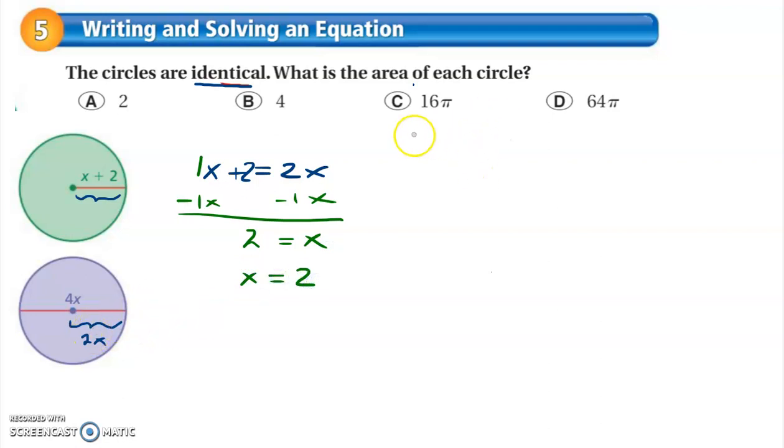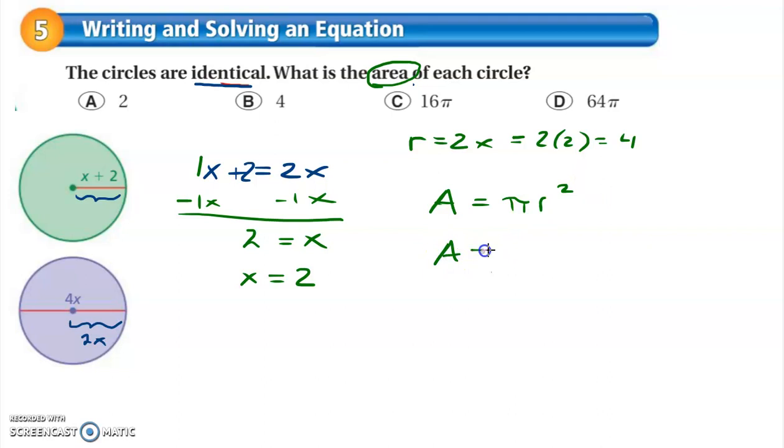Now the radius is 2x. All right, so we want to find the area. What is the area of each circle? The area is equal to pi r squared. So x is 2. The radius would be 2 times 2. That would be 4. So the area is equal to pi times 4 squared. That means the area is equal to 16 pi, and that is option C.